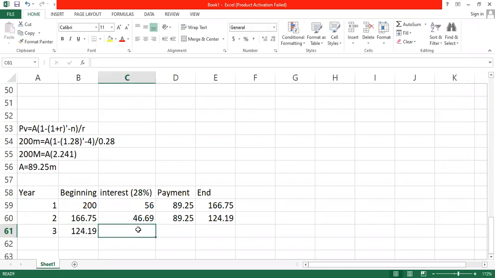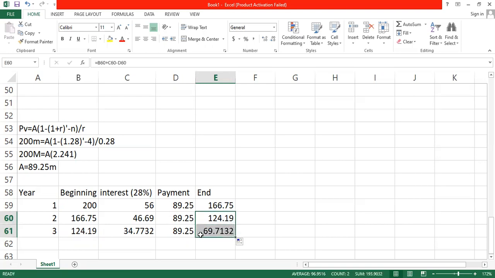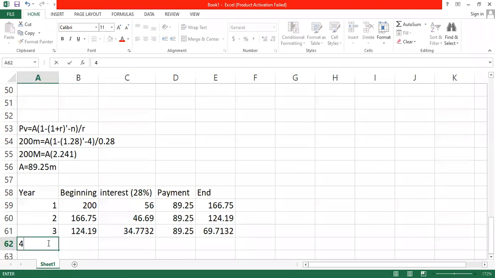So how much will be the interest that you pay? 34.78. Okay. So how much are you paying at the end? 89.25. The payment is an equal amount at the end of every year. Are you okay? Yes. So how much will be the balance on your account now? 69.72. So year 4, what will be the balance on your account?